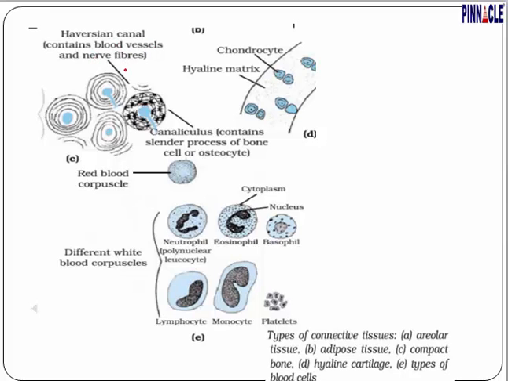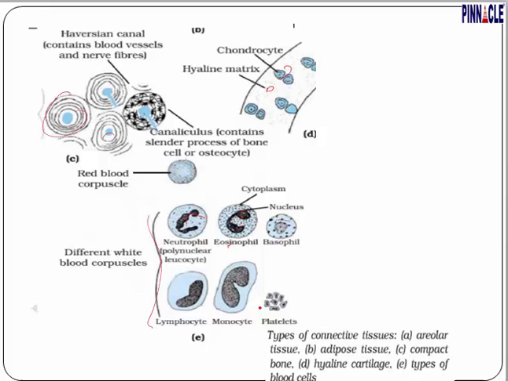Now see this diagram. The Haversian canal contains blood vessels and nerve fibers. The structure is like this. Bone cell, you can see osteocyte, and chondrocyte, and here you can see hyaline matrix. This is matrix, these are cells. And in this diagram, see lymphocyte. Neutrophil, you can see like this, polynuclear. Cytoplasm here, and the nucleus is there. This is eosinophil, and then basophil. These are different white blood corpuscles. Lymphocyte and monocyte, platelets. These are types of connective tissue.